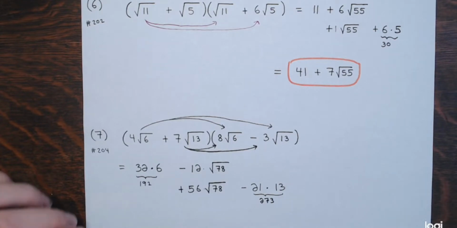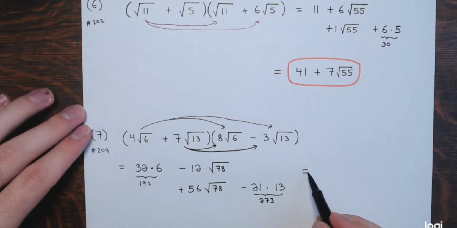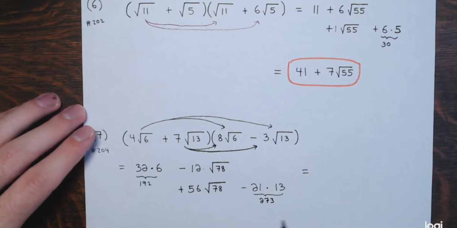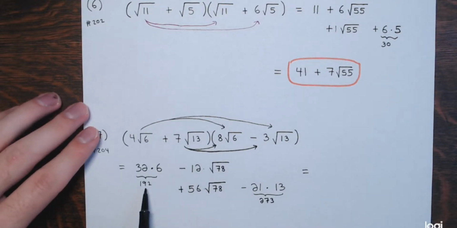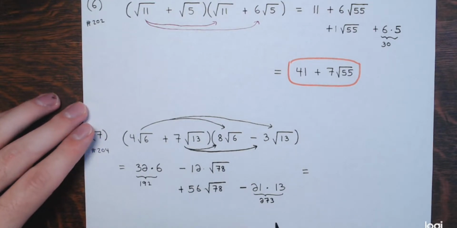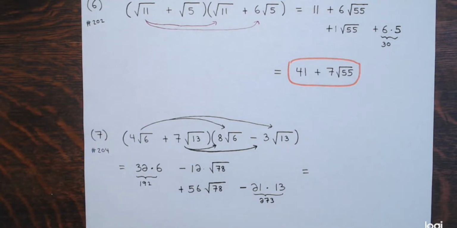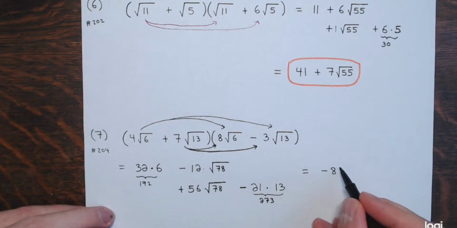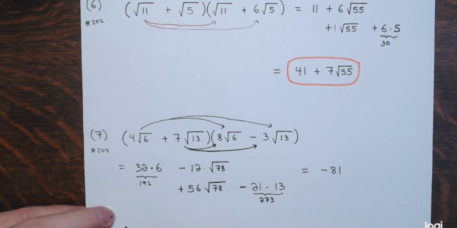And then we combine like terms and terms with like radicals. Now we have here 192 minus 273. All right, 192 minus 273. Well, that would be negative 81. Yeah, 81 plus 192 would be 273. Yeah, that works.